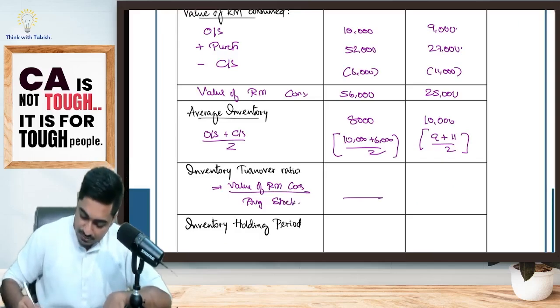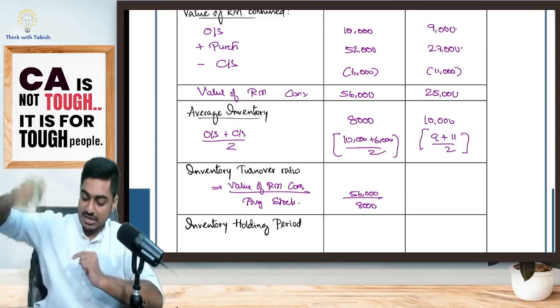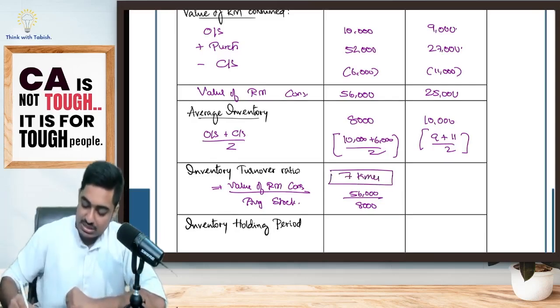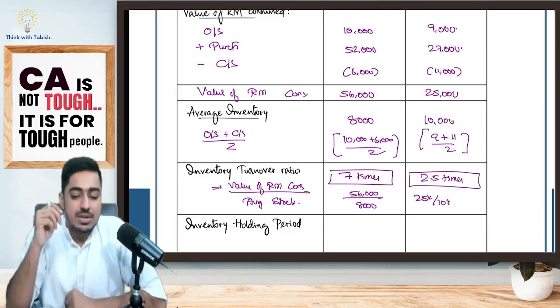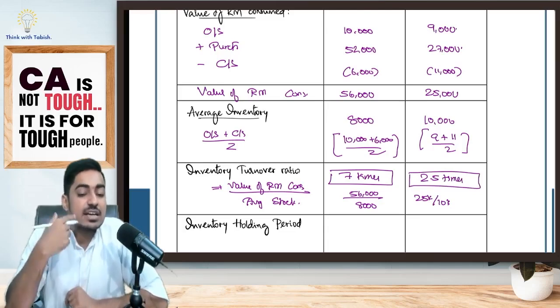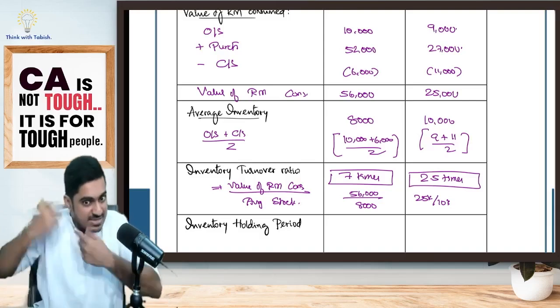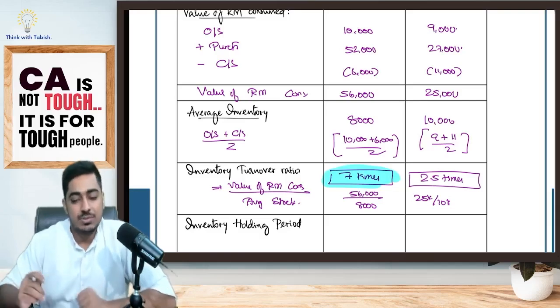Just from 8,000 rupee investment, I have used this raw material for 56,000 rupees in a year. That means how many times have I rotated my investment? 8 sevens are 56, so 7 times. This is 25,000 divided by 10,000, how many times? 2.5 times. Now tell me one thing, students. If my raw material is fast moving, should my material turnover be high or low? More times I have to keep rotating. That means which is fast moving? A is fast moving. Here my question is over.